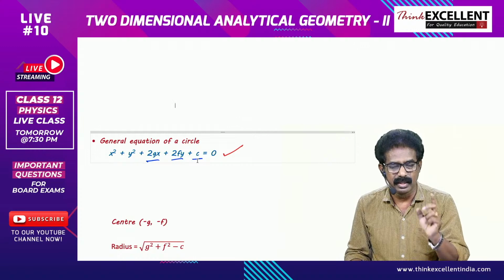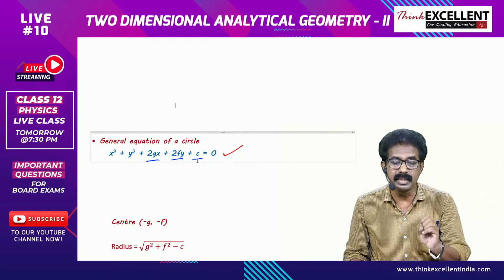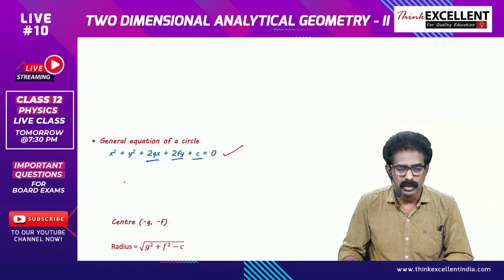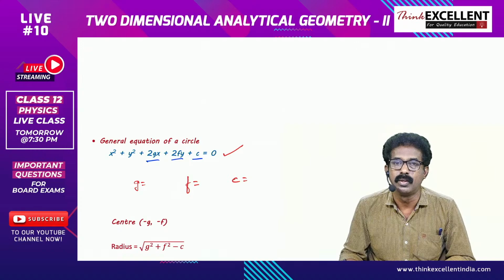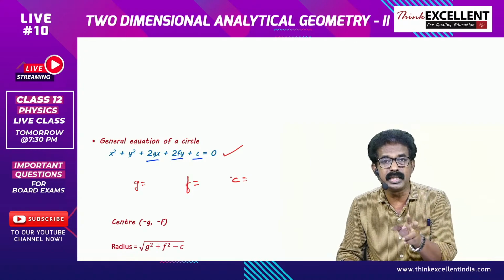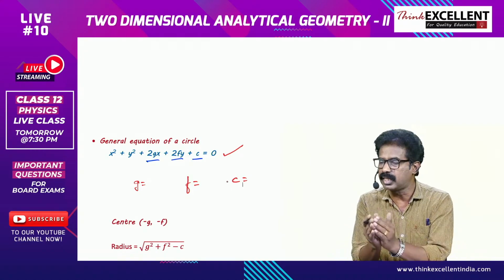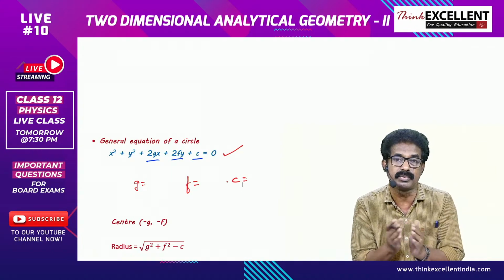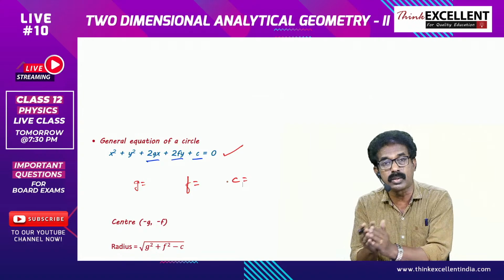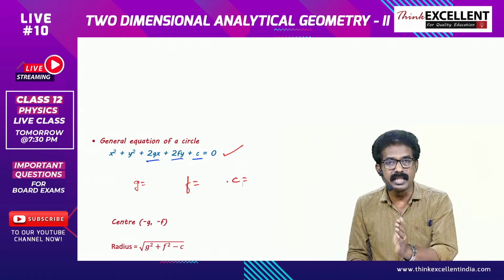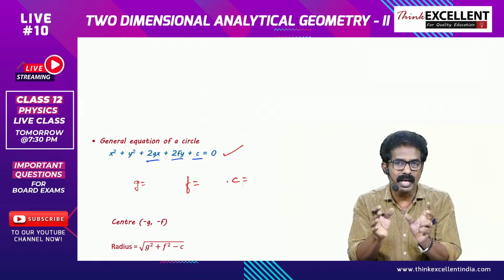A is not there. G, F, C. That's all. So from this equation you can identify the values of G, F and C. What is G? 2gx, remember it like that. G is half of the x coefficient. F is 2fy, half of the y coefficient. Then C is the constant term. You must first identify these three values.